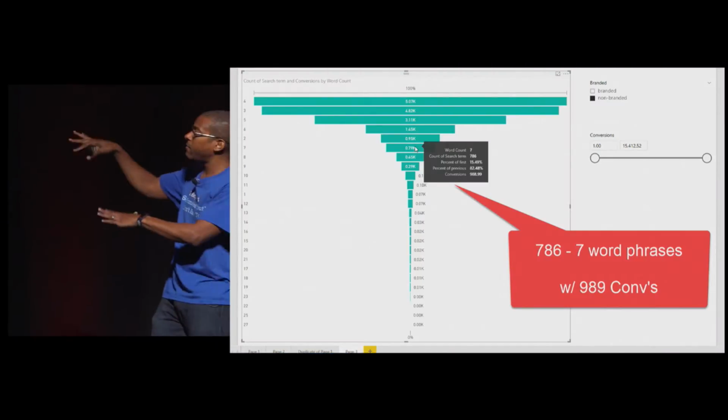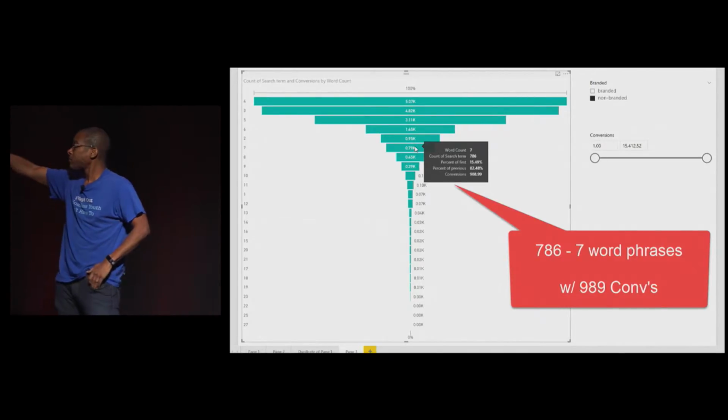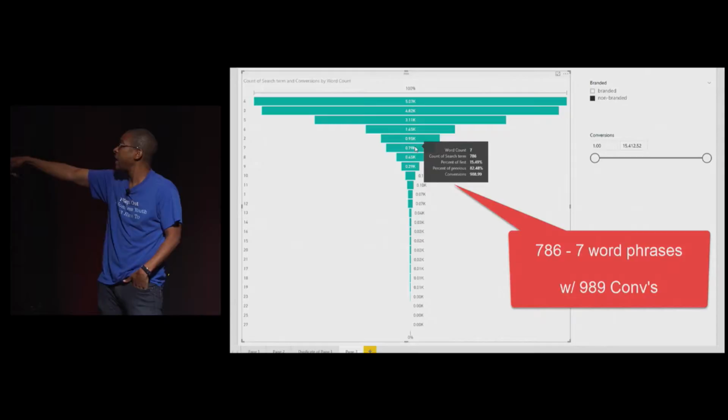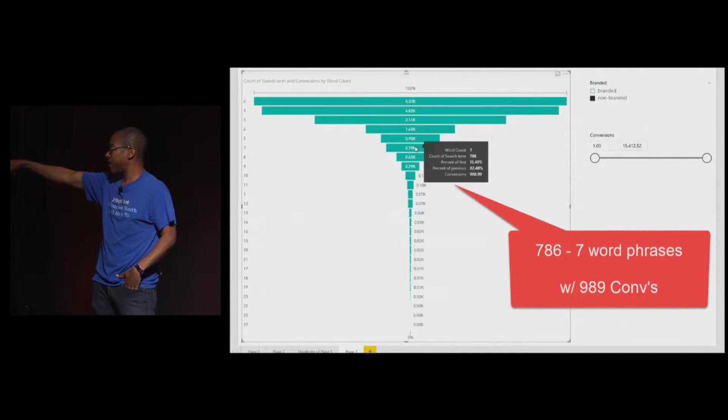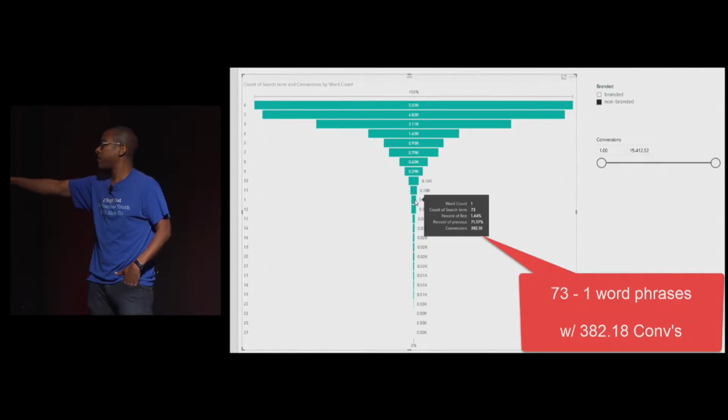All right, how long is our long tail? Now this is a client I'm just playing with, so the data wasn't as compelling, but what was interesting is, I brought together their paid data, and I looked at how many of their phrases had how many words in them. You can see that the phrases that had 7 words had almost 1,000 conversions. The single word phrases had 382.